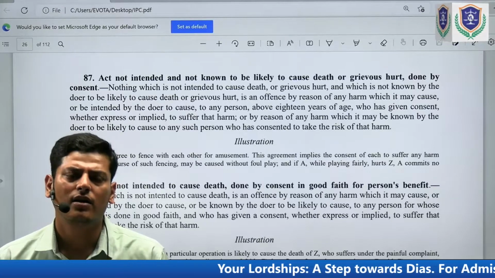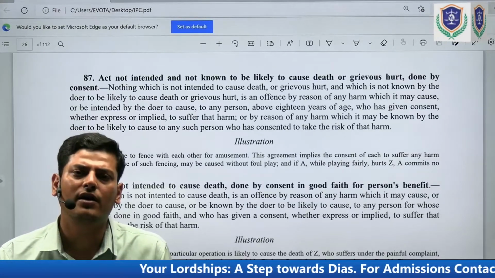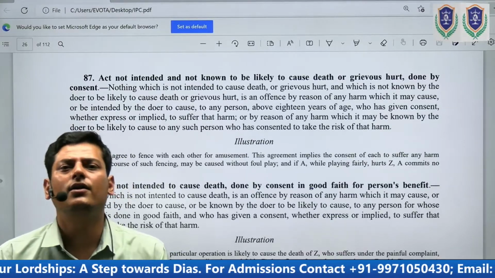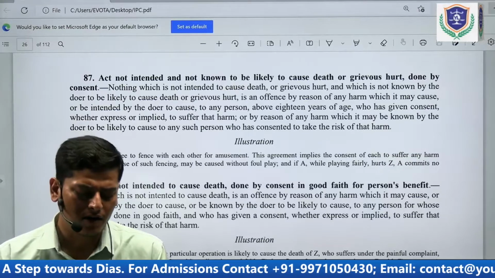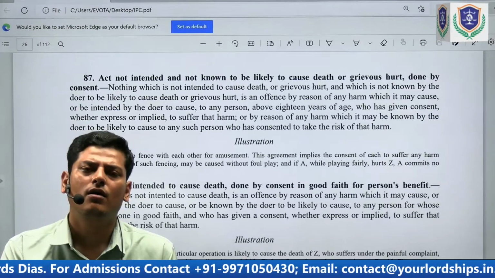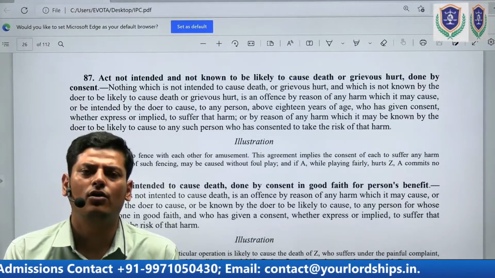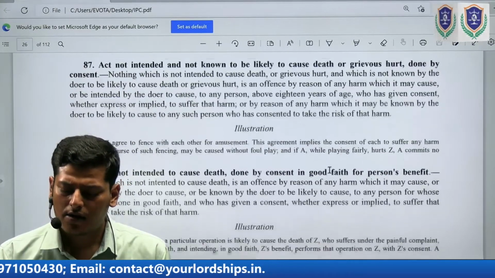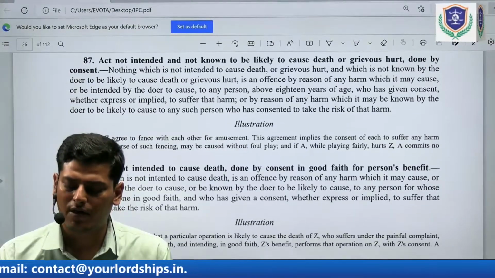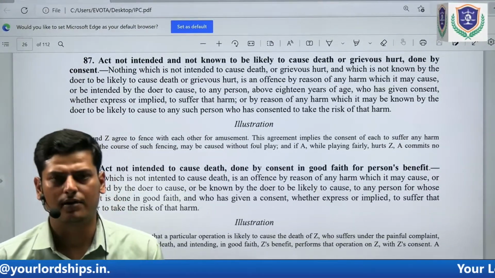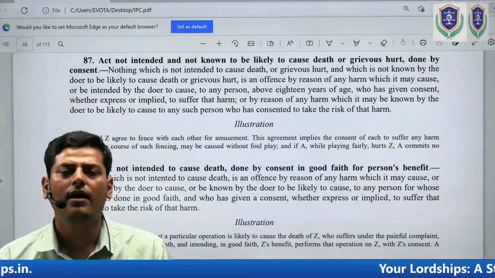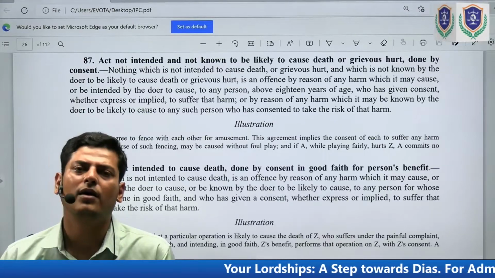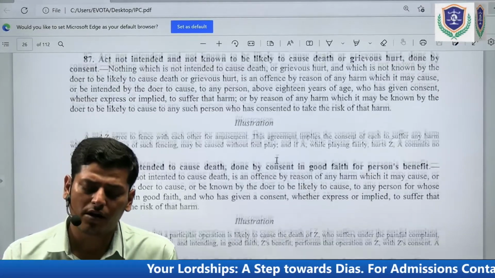So it often happens that people get confused whether this was in section 87, 88, 89 or 90. Others are very simple, only one section is there with respect to a particular topic, so those are easy to recall. But these sections, if you are not regularly revising, you might tend to forget. Section 87 says that an act not intended or not known likely to cause death or grievous hurt, done by consent. So firstly, what is consent?